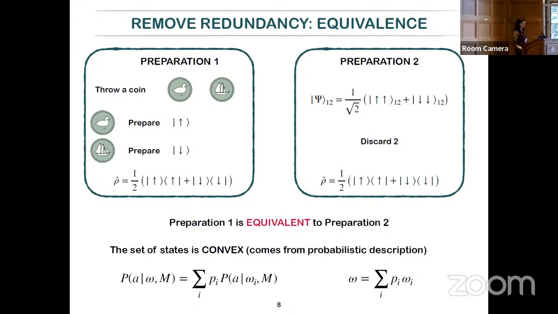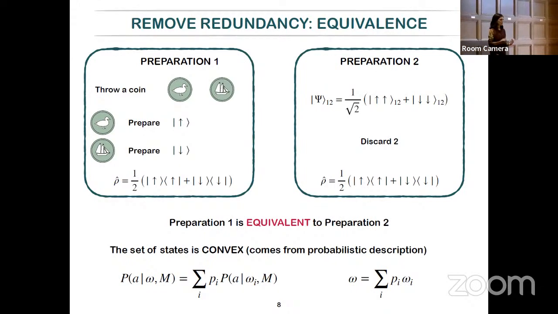Okay. And another important property for the set of states is convexity. That's a little bit less intuitive to explain, but you can think of it as a way of preparing a state. I have a set of classical numbers i. I extract a number i and I associate a state omega i to this i. Then I discard the number i. And this preparation procedure will give me a state omega that is inside my set.